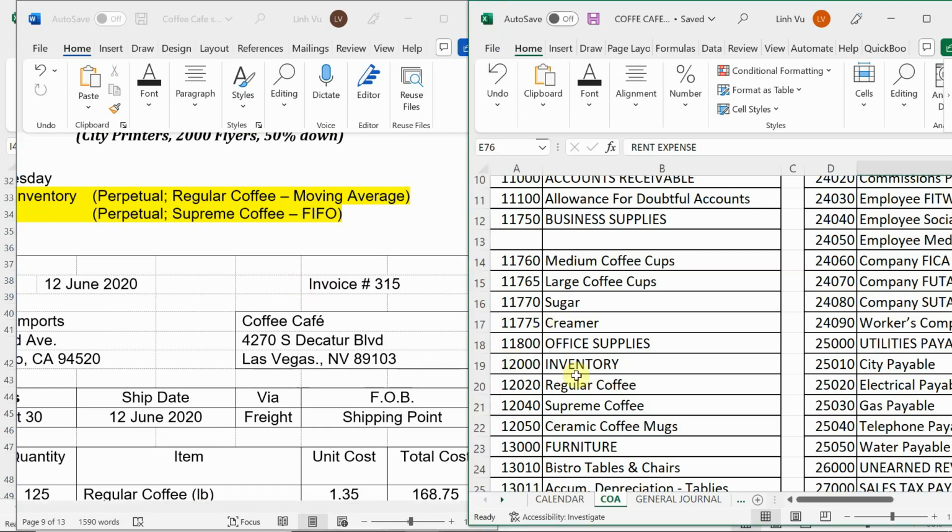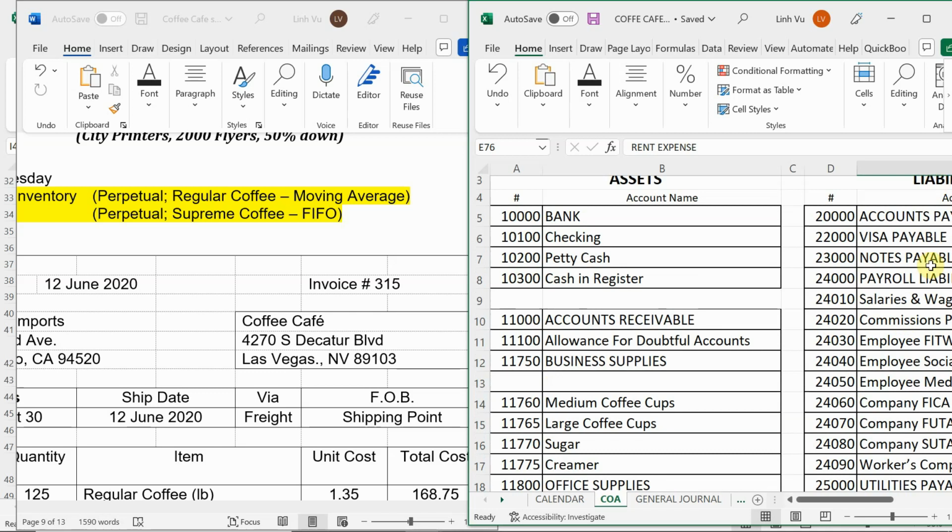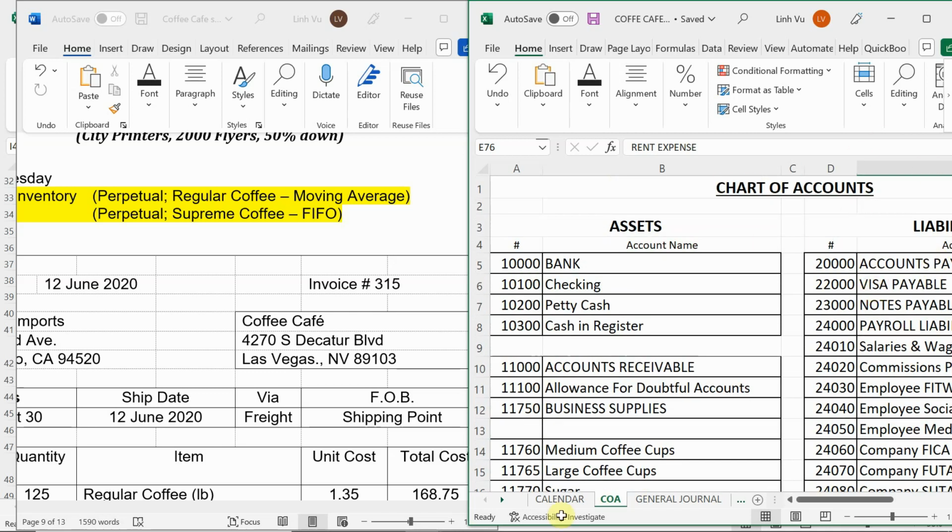Since inventory is such a broad account, the main account, I want you to be more specific. We do have a sub account for regular coffee and a sub account for supreme coffee. So that's exactly what we're going to do. We already recognize that it's perpetual inventory, and we're going to record it as inventory. So we got 12.20 and 12.40 for regular and supreme. And because we're not going to pay it now, we're going to choose to pay later. Accounts payable is going to be there.